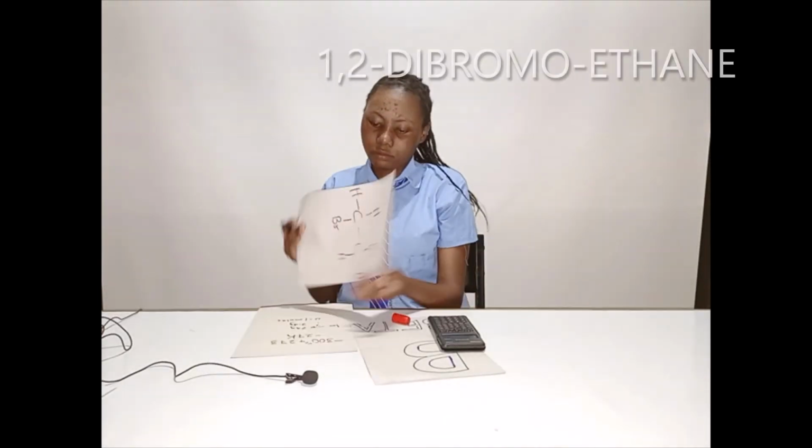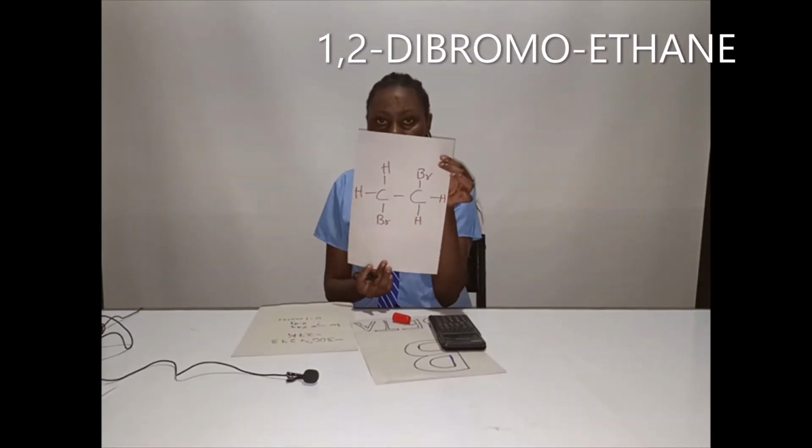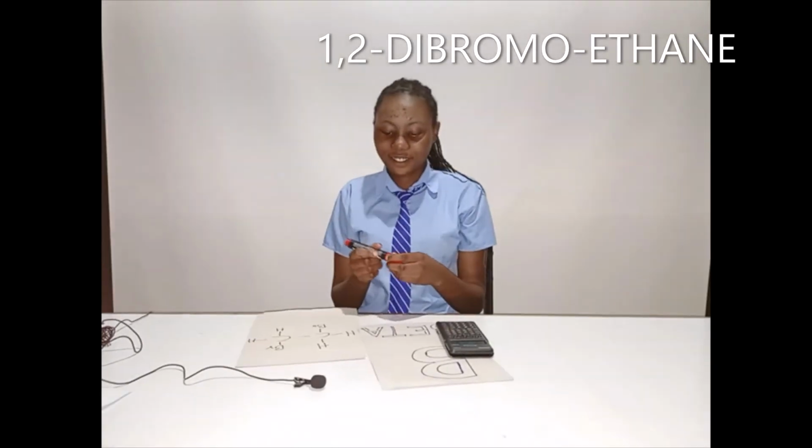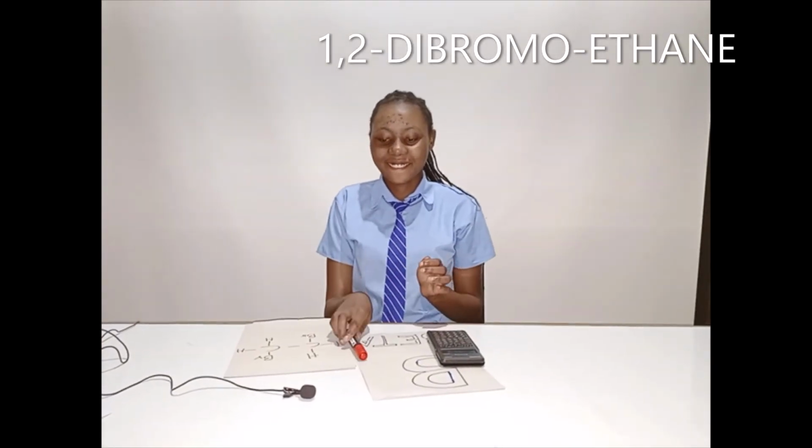1,2-dibromoethane. Correct. That's the formula of 1,2-dibromoethane.